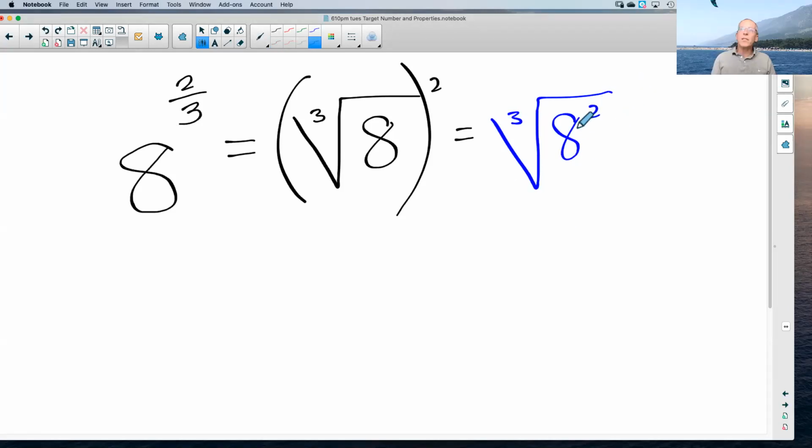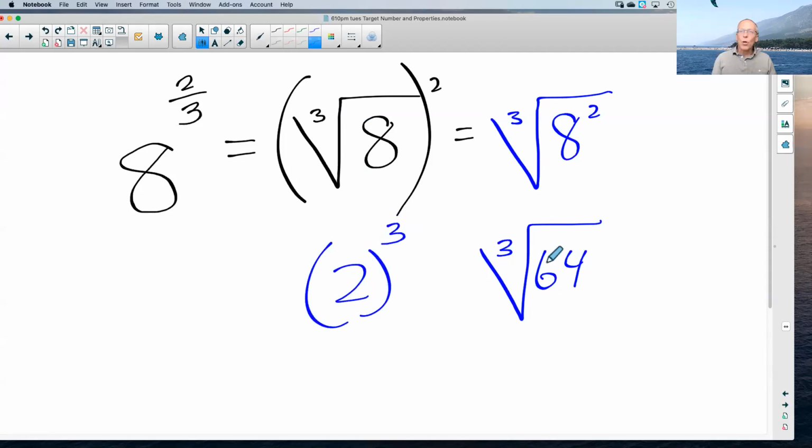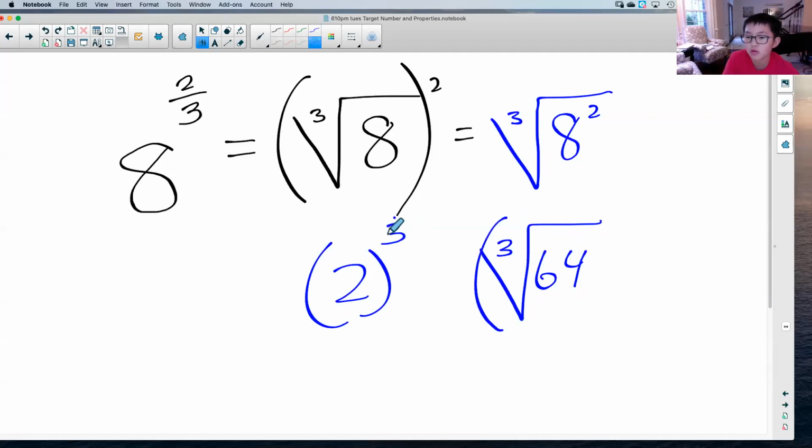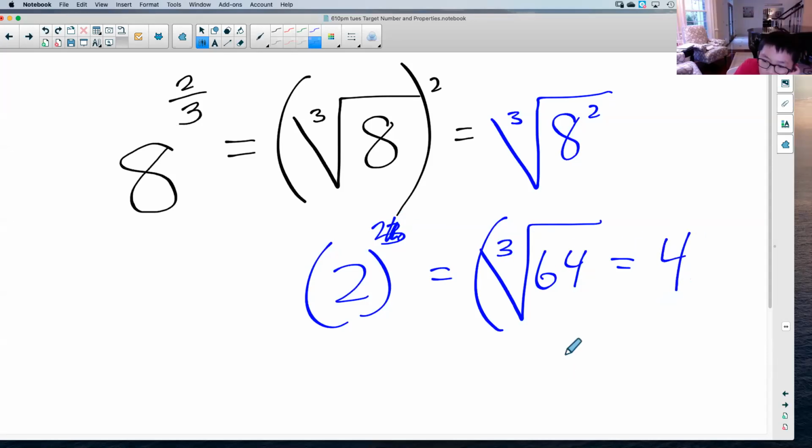What is 8 squared? 64. And what is the 3rd root of 8? 2. So 2 squared is the same as 64 cube rooted, which is 4. Did you guys all get 4? Ethan, you got 4? Very nice.